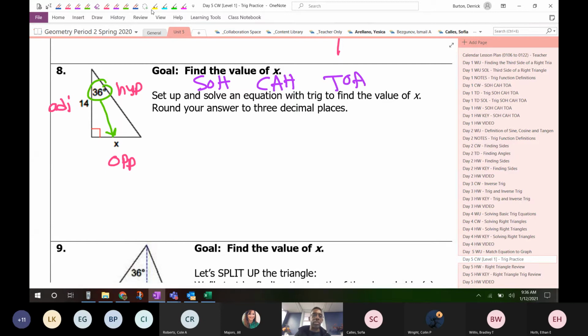Let's see, which one do we use? It depends on the sides. We have x, we have 14. That's opposite and adjacent. Here's opposite and adjacent. So that tells us to use the tangent function.